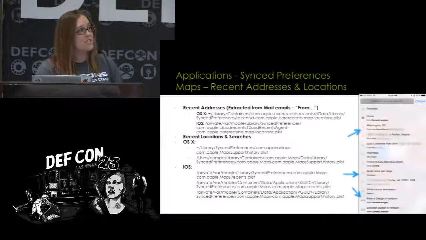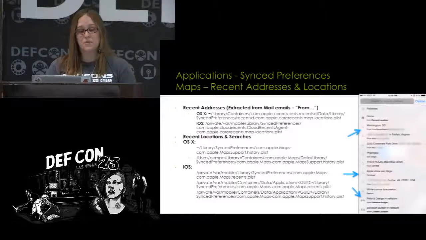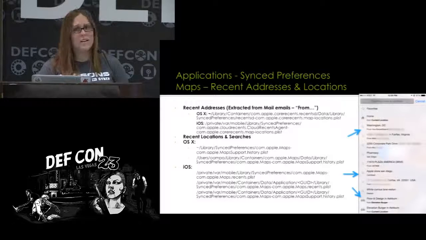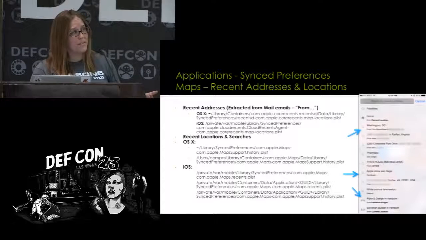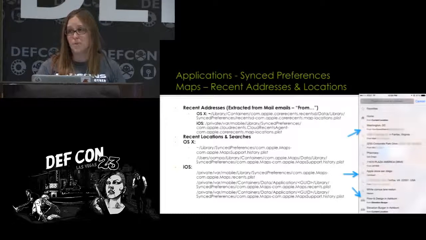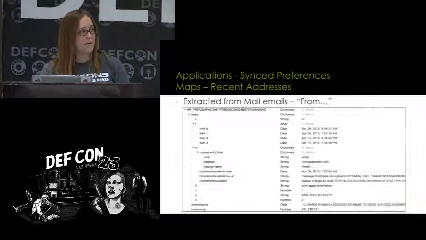Now, recent location searches, this is definitely something that the user can do. Wherever they search, maybe they're looking for a pharmacy in San Diego, let's say, or directions to a burger place in Fairfax. All sorts of good tracking information in there. Where has this person been?